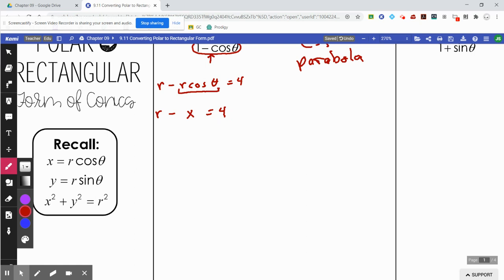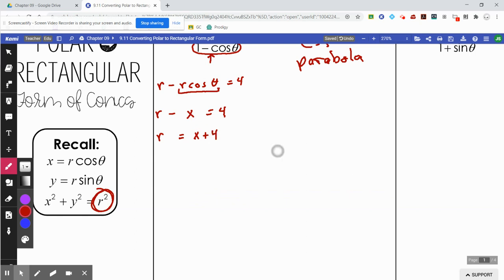So we've got to figure out some way to replace that r. Here's the best method of doing it. If we can turn it into an r squared, we can get rid of it. So what I'm going to do is isolate it by moving that x back over. So I have r is equal to x plus 4.